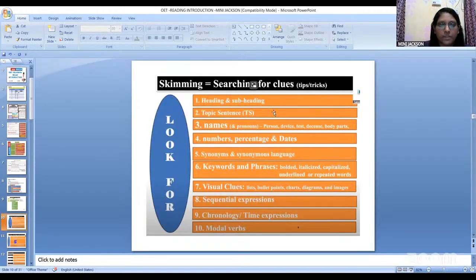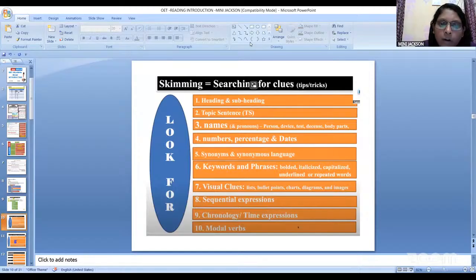So just look at the heading and subheading. Don't think that every text will have a heading or subheading. Sometimes you will get a heading, subheading, or section heading, so according to the material or text, you can find that. Then, what does topic sentence mean? That is the first sentence of the text.